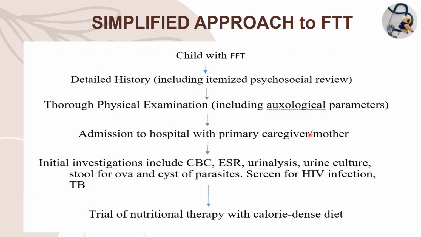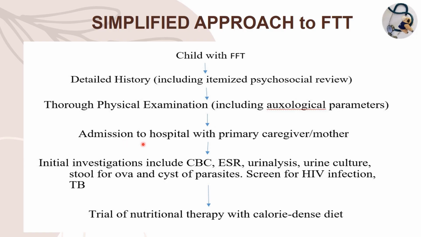Okay, I'll just show you the simplified approach to a failing to thrive child. Suppose a child comes with failing to thrive, then you take a detailed history including the psychosocial review also. That is very important. Many times you forget this part. Since this is one of the very major causes, you have to include the psychosocial history. Then a thorough physical examination is done, where anthropometry is very, very important.